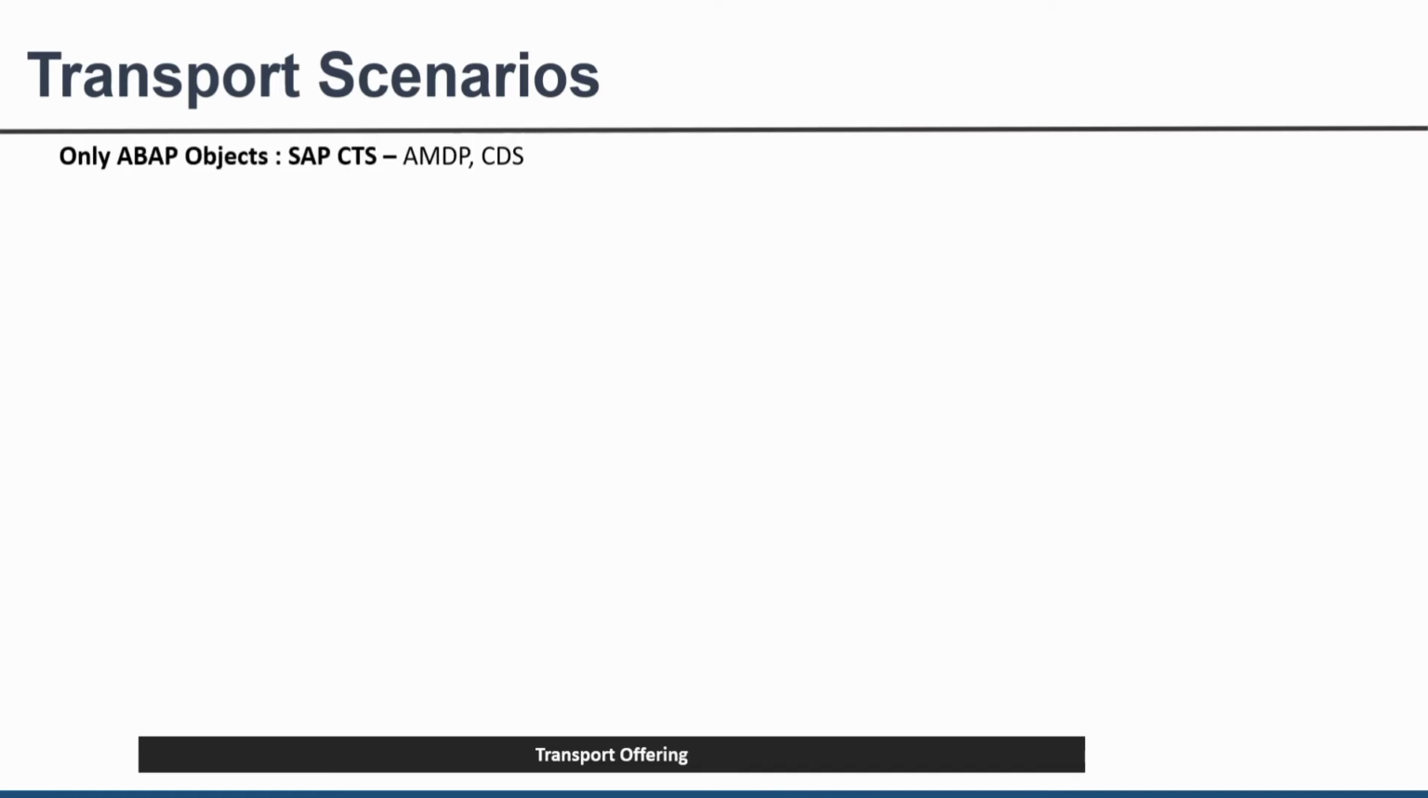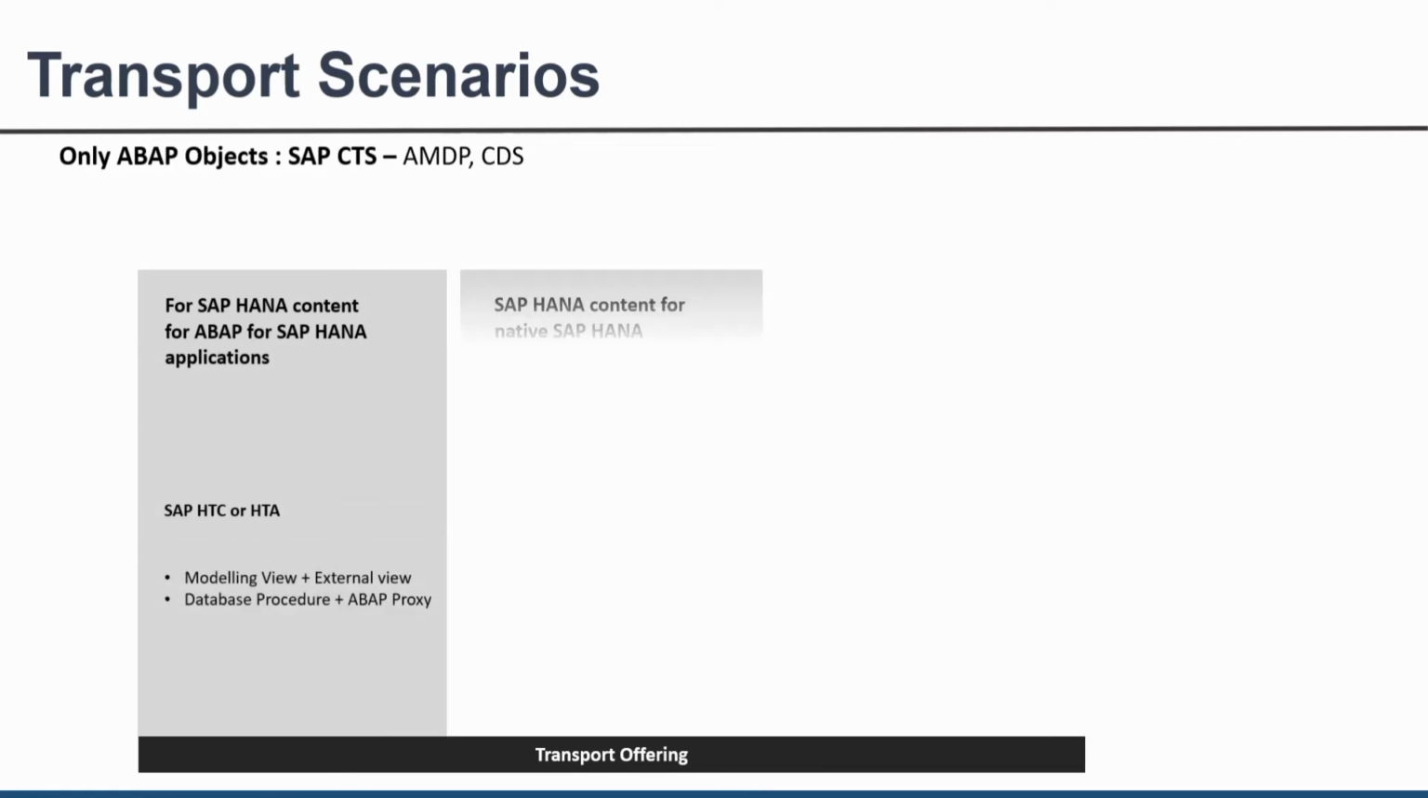There are multiple scenarios with HANA when you want to transport your objects from one system to another. So the first scenario can be if you have created any ABAP object in the ABAP layer. For example, if you have created a CDS view, or an AMDP, or a report in which you have written OpenSQL statements and you want to transport it from one system to another, the scenario is straightforward. You can lock your object in a request and transport it using CTS, that is Change Transport System.